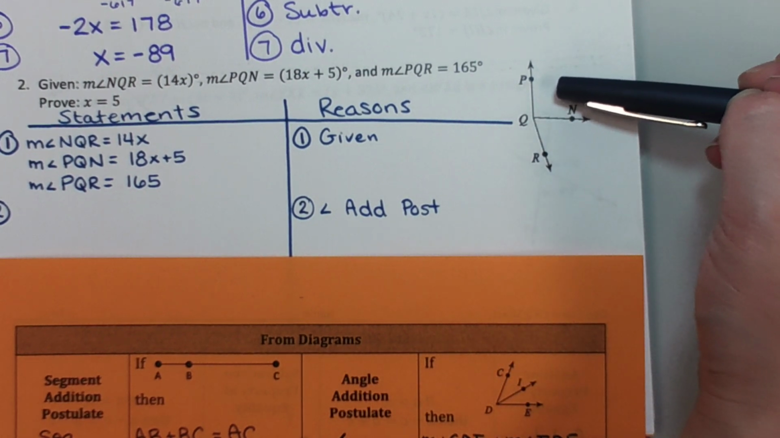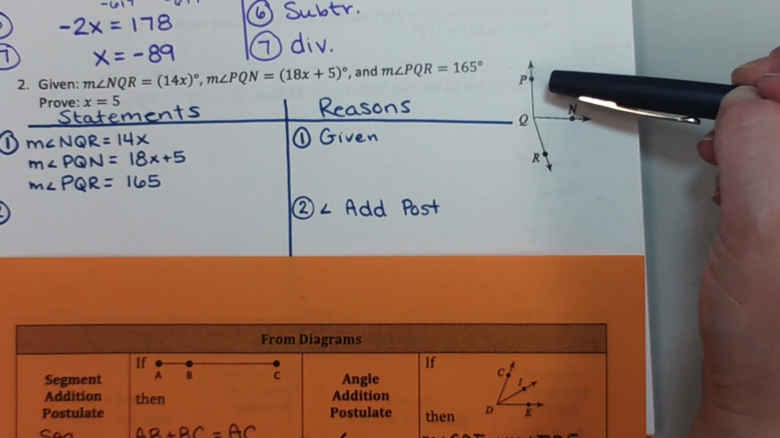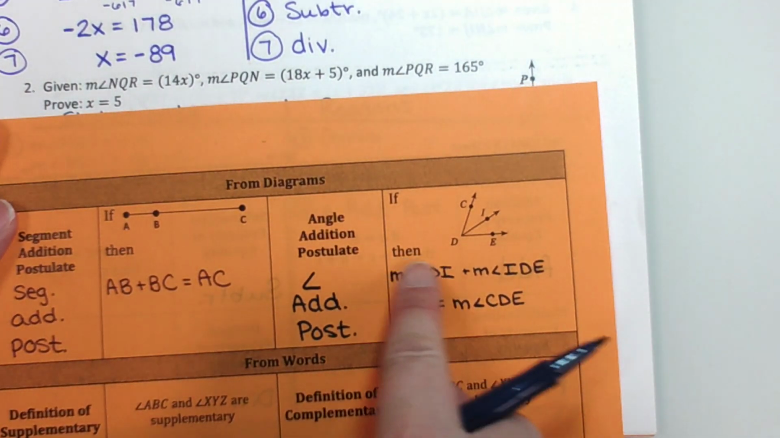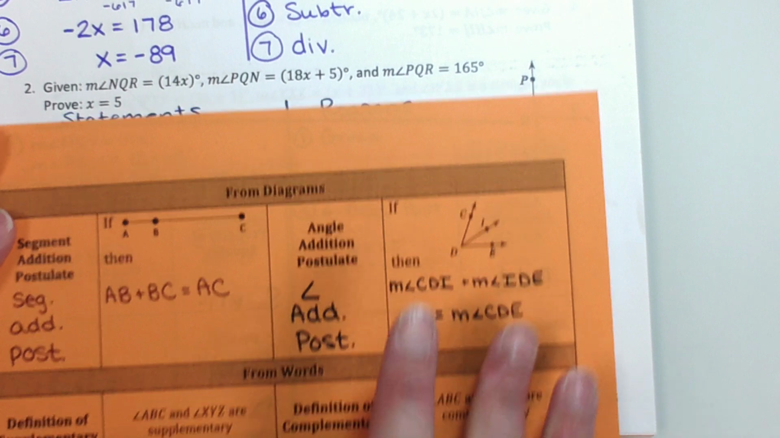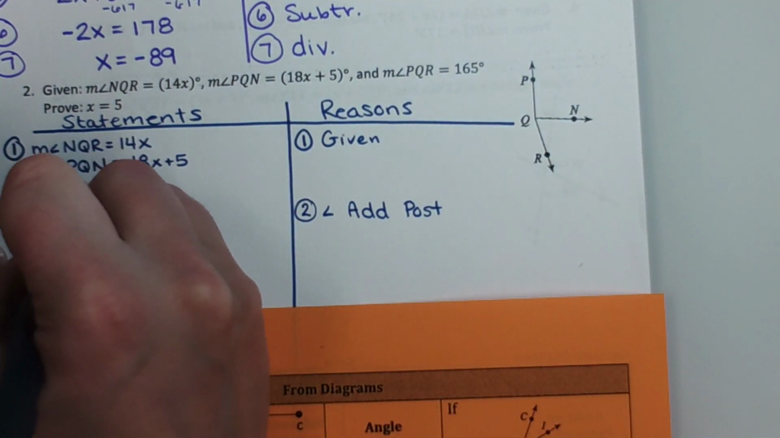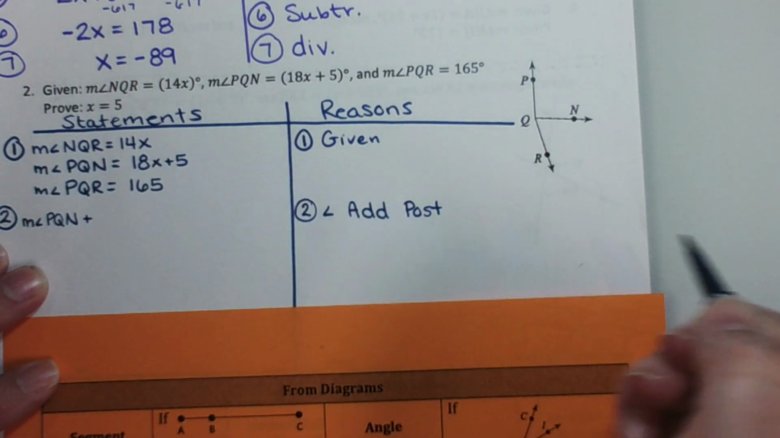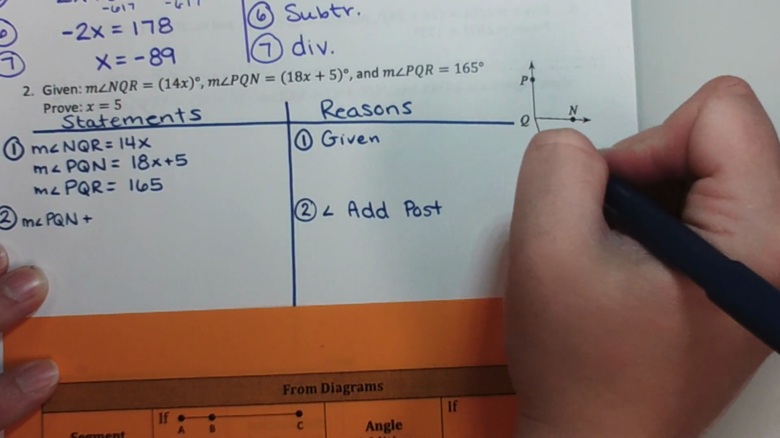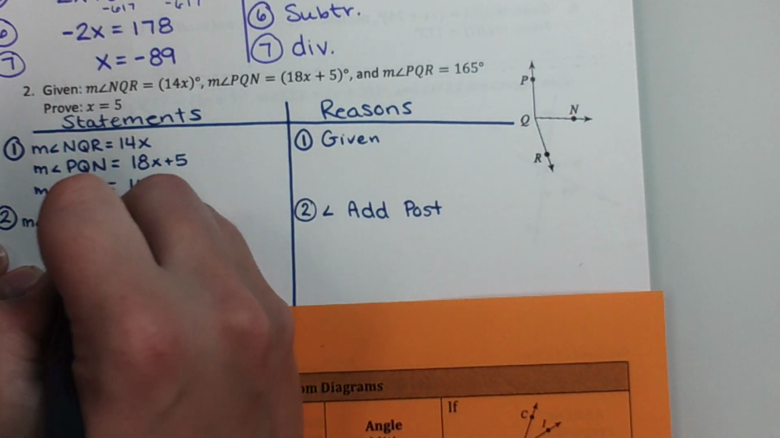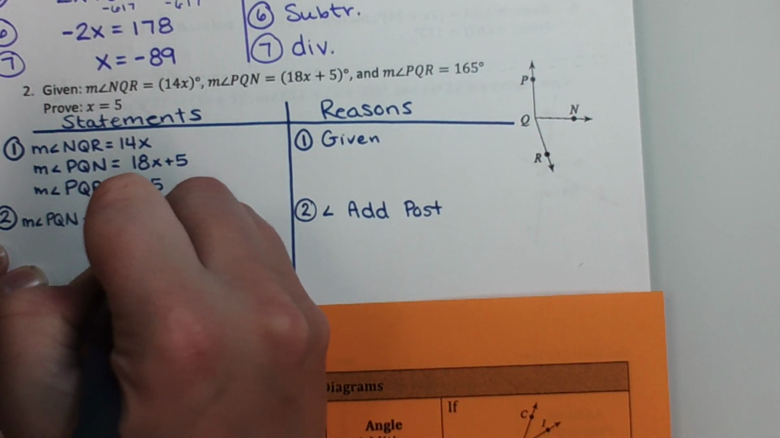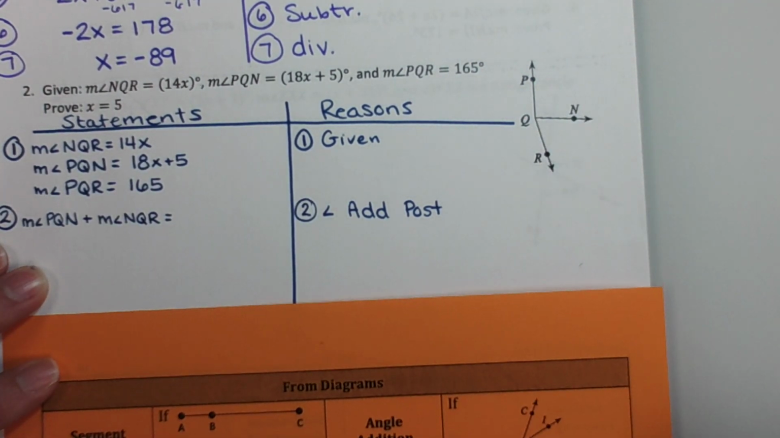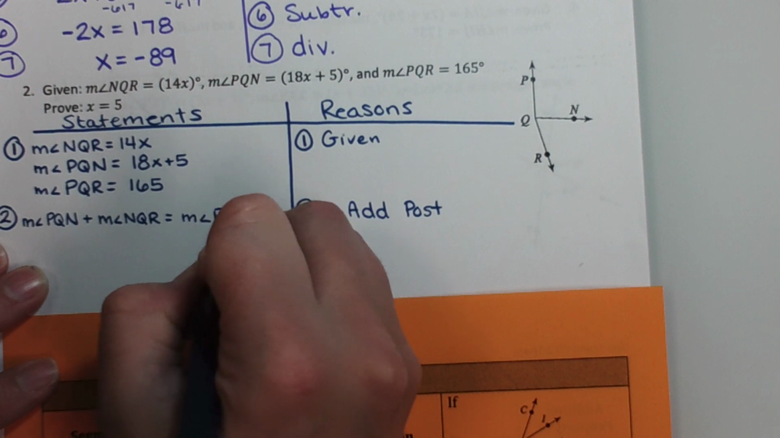What's the name of the top small angle? PQN. Now, notice how they have the little measure of angle symbols in the formula. I need to make sure I have that too. Measure of angle PQN plus. What's the bottom little angle? NQR, measure of angle NQR equals big angle, measure of angle PQR.